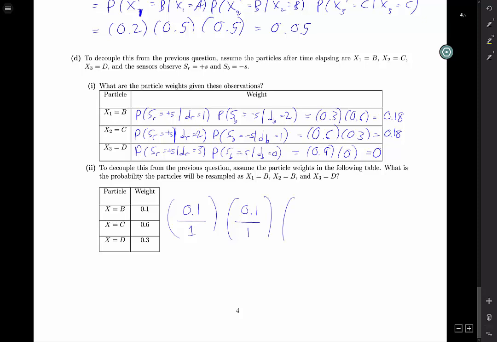And the probability x3 equals D? Well, we sum all the weights with x equal to D, so 0.3, there's only one, over the sum of all the weights. So if we multiply this together, this is the probability.